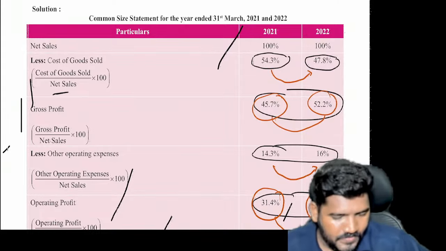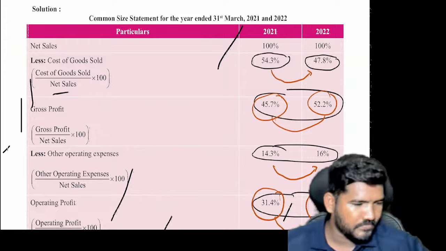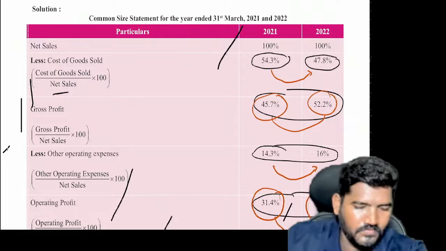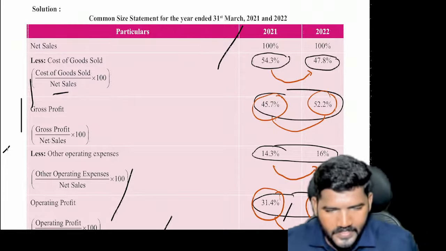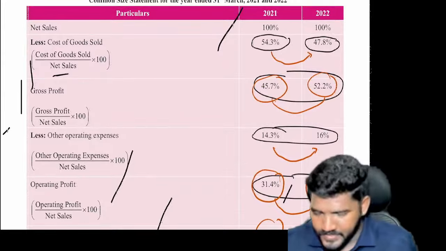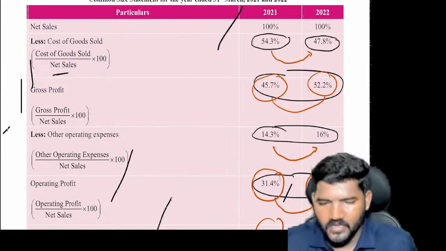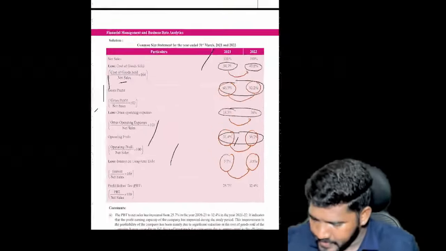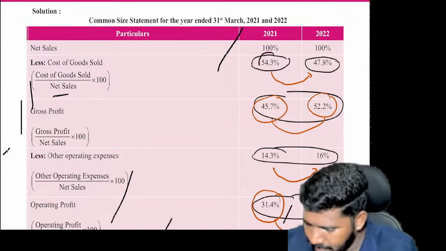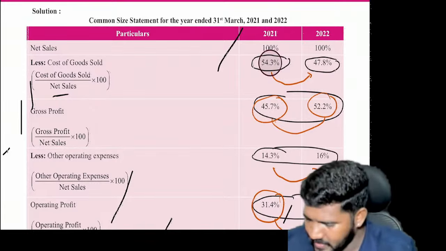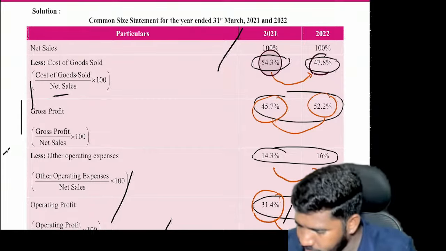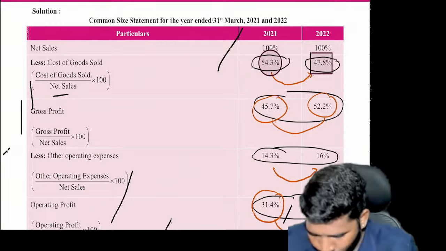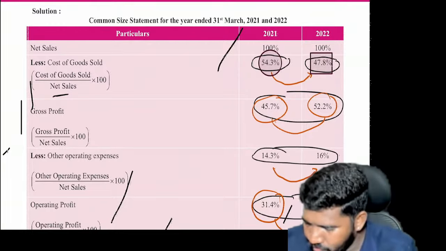In these percentages, you have to compare with the next year's information properly. For example, I calculated the cost of goods sold for the previous year as 54.3%. Now in 2022 it is 47.8%. Now you can observe the cost of goods sold for 2021 is 54.3%.